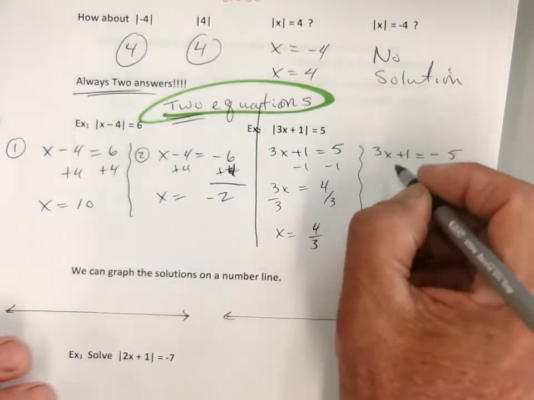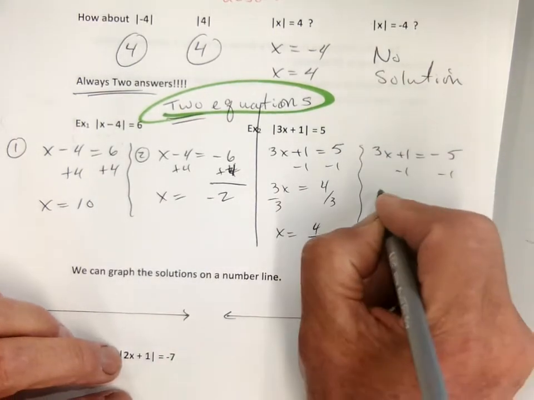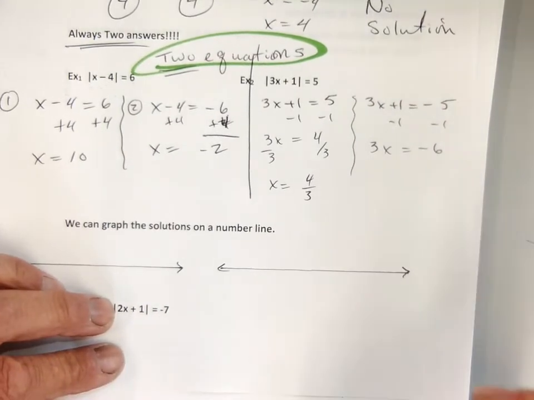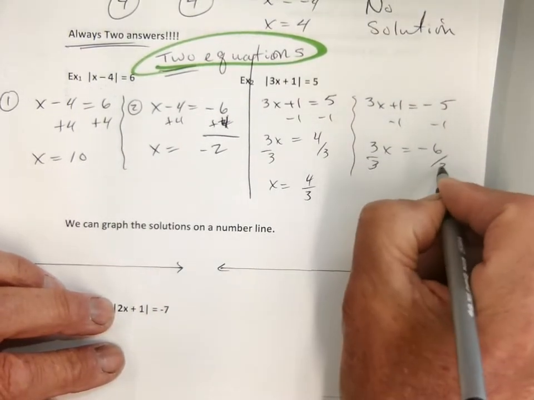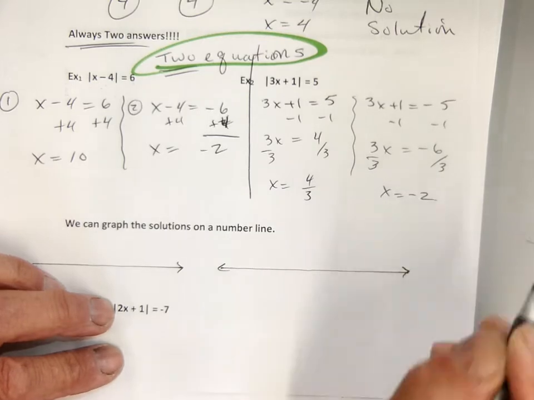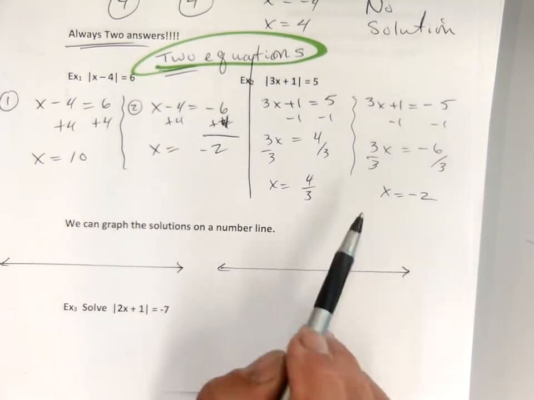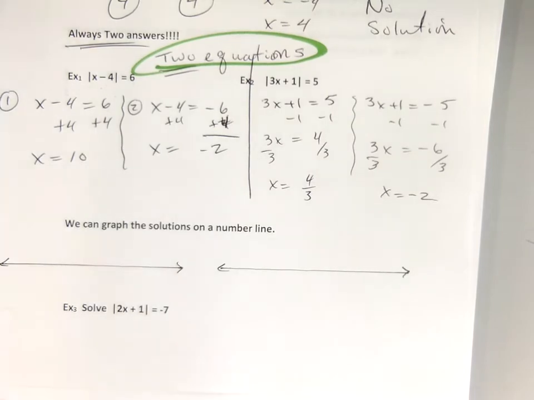Now, let's take a look at the second equation. Let's go minus 1, 3x equals negative 6. Divide by 3, x equals negative 2. I've got 2 answers, don't I? And you can check them, but they both will work, okay?